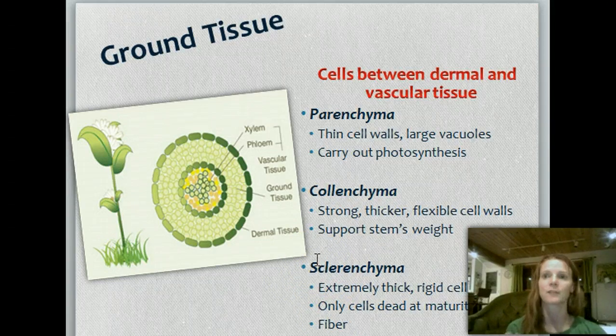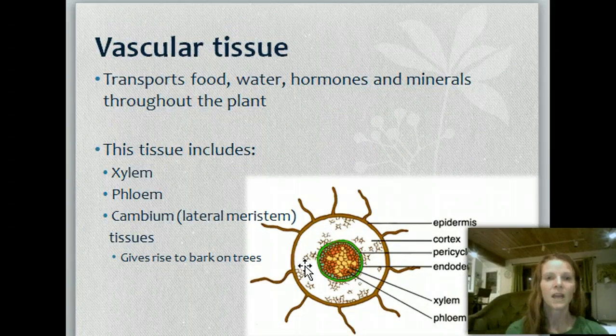But that fiber is very important again for support. Just so you know, those are the only cells that are actually dead at maturity. The collenchyma and the parenchyma cells are still fully alive and functioning at maturity. But the sclerenchyma, that fiber, is actually a dead tissue upon maturity. Okay? So that's the ground tissue. And then the vascular tissue transports food, water, hormones, and minerals throughout the plant. That vascular tissue includes the xylem and phloem, which you guys have all, I'm sure, heard about.